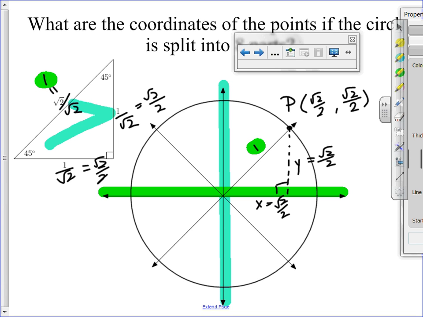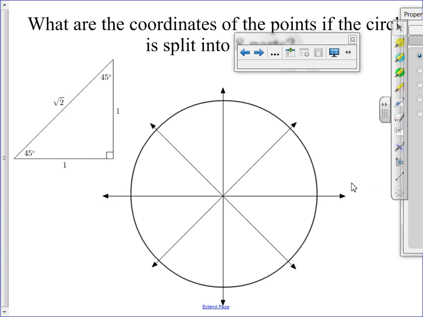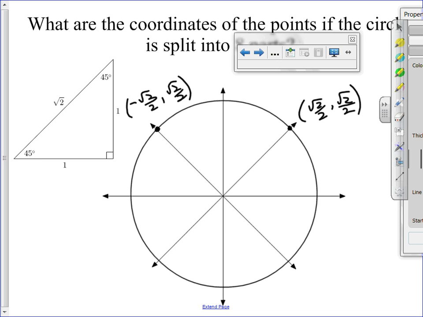So what that tells us then is that each of these arc lengths are the same. The question is, how is that going to change when I jump over to the point on the left-hand side? Same value, just your x value is negative. And if we go down to here, now they're both going to be negative: negative y, negative x. And you can probably predict what would happen in quadrant number 4.